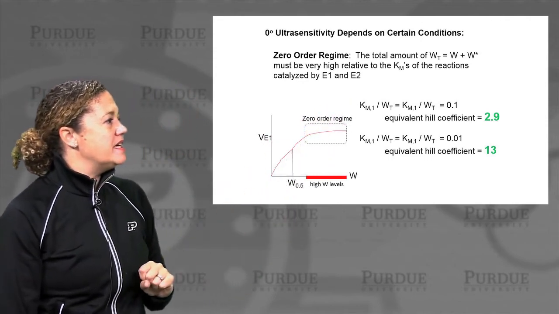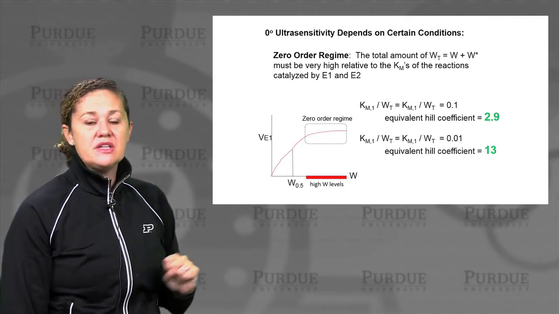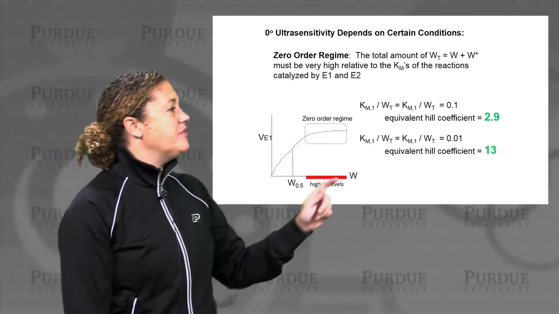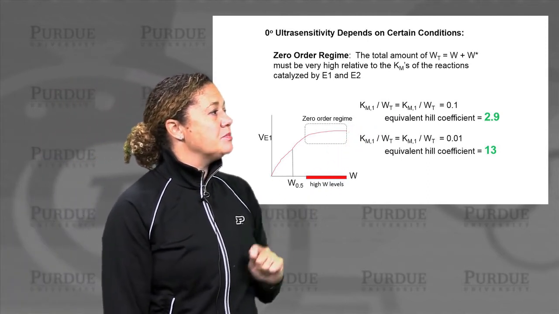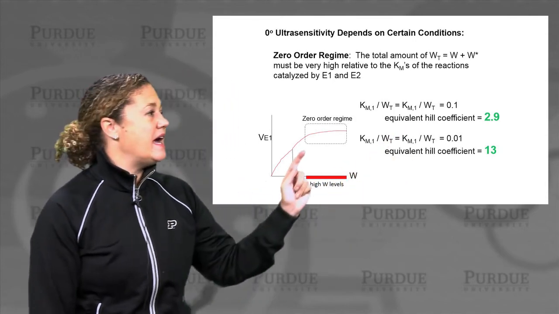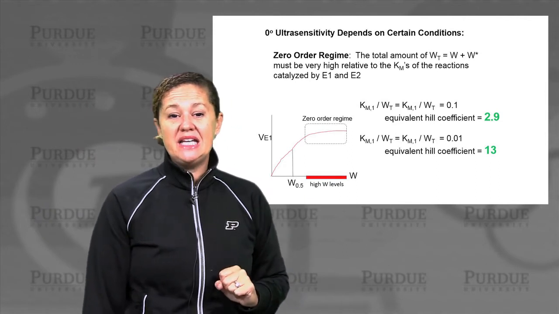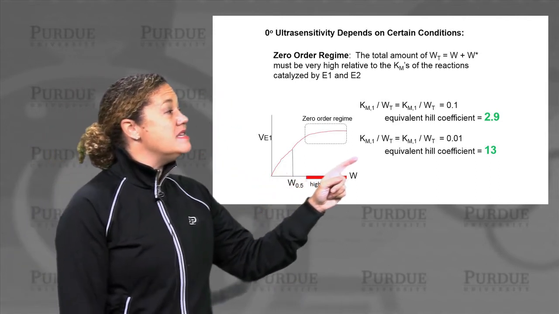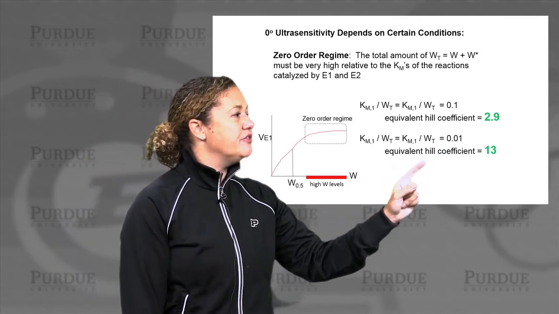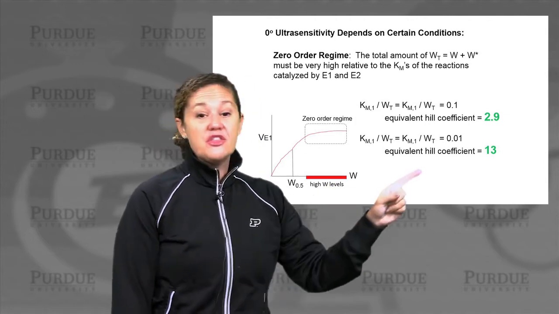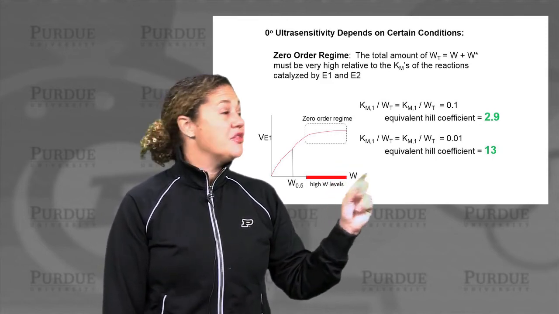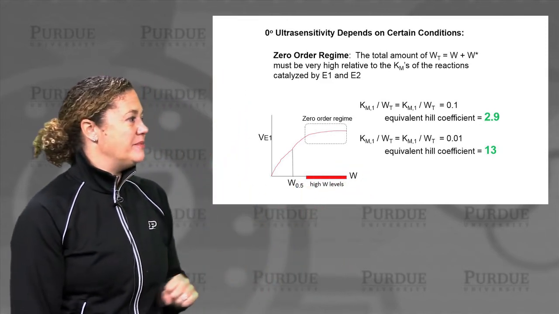And so if we look at this, it turns out the extreme of ultrasensitivity that you achieve depends on this ratio. If we have a Km to response protein ratio of about 0.1, this is about equivalent to having a Hill coefficient of 2.9. But if we alter that by another order of magnitude, you can see we hit an equivalent Hill function coefficient of 13, which is much higher than we would be able to achieve through cooperativity and stoichiometry.